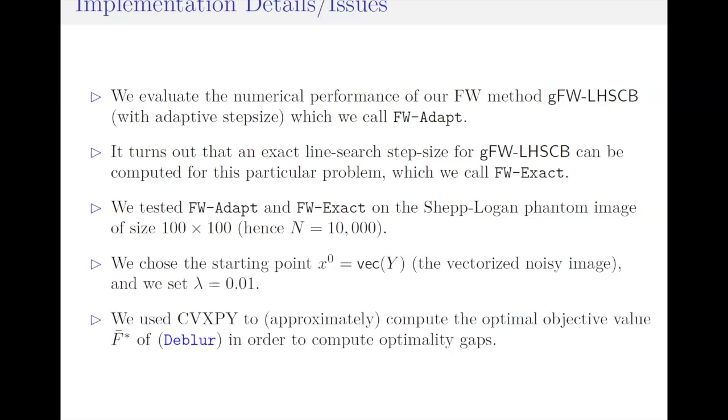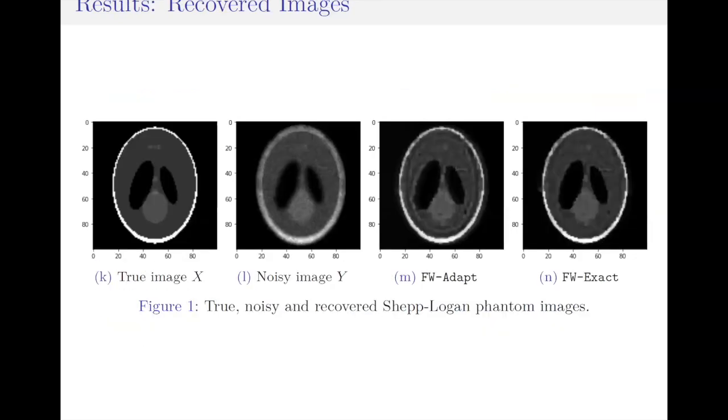As you can see here, this is the true image. This is the noisy image after blurring and adding noise. Let me show you the result recovered by the two versions of our algorithm. As you can see here, the Frank-Wolfe with exact line search gets you a slightly better image compared to the Frank-Wolfe with adaptive step size. This is intuitive, because once we use Frank-Wolfe with exact line search, we're really pushing the step size to its optimal at each point. So each time, it makes better progress compared to the adaptive step size.